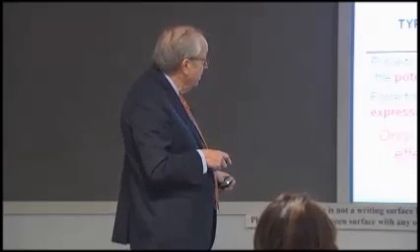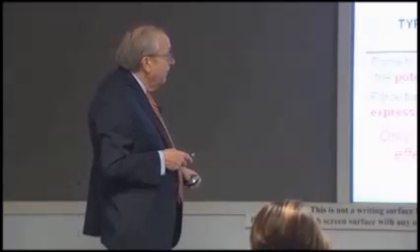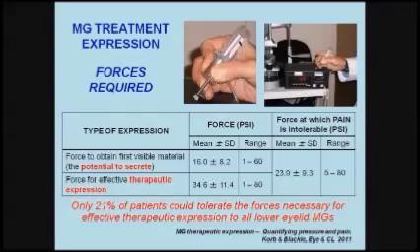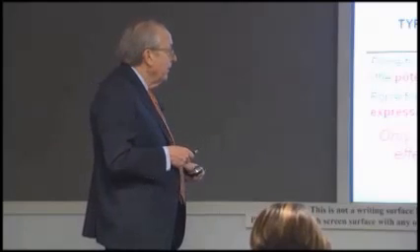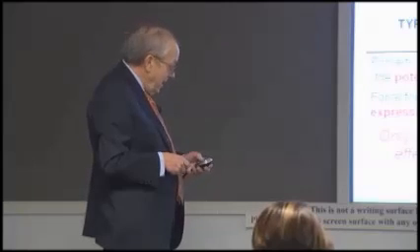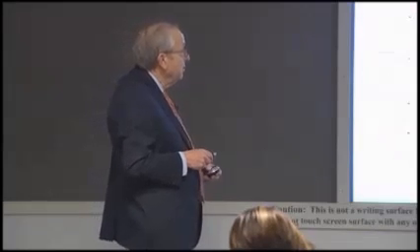But in a study that we did, only 21% of patients could tolerate the forces necessary to achieve therapeutic expression. And the amount of force that was necessary without heat was 16 psi with a big range. And if you really wanted to therapeutically express every gland in the lower lid of both eyes, you had to start getting up over 30 psi. It just isn't tolerable, because the minute you go over 8 or 9 pounds of pressure per square inch, it is not comfortable and it isn't tolerable.